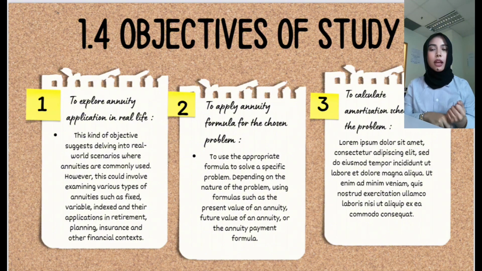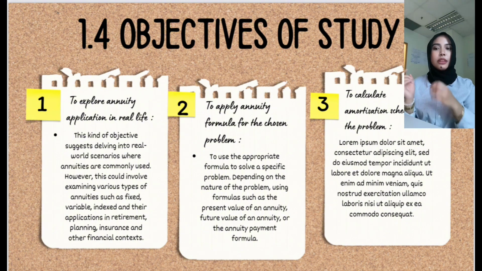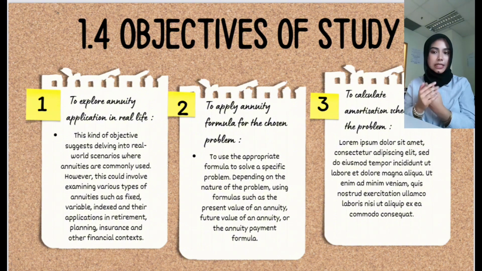The next one is to apply the annuity formula for the chosen problems. This means using the appropriate formula to solve specific problems, depending on the nature of the problem, using formulas such as the present value of an annuity, future value, and the annuity payment formula.